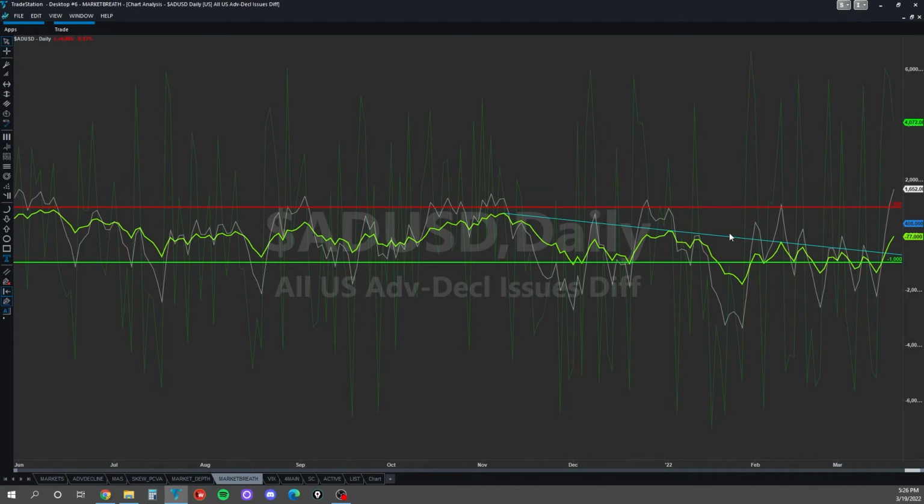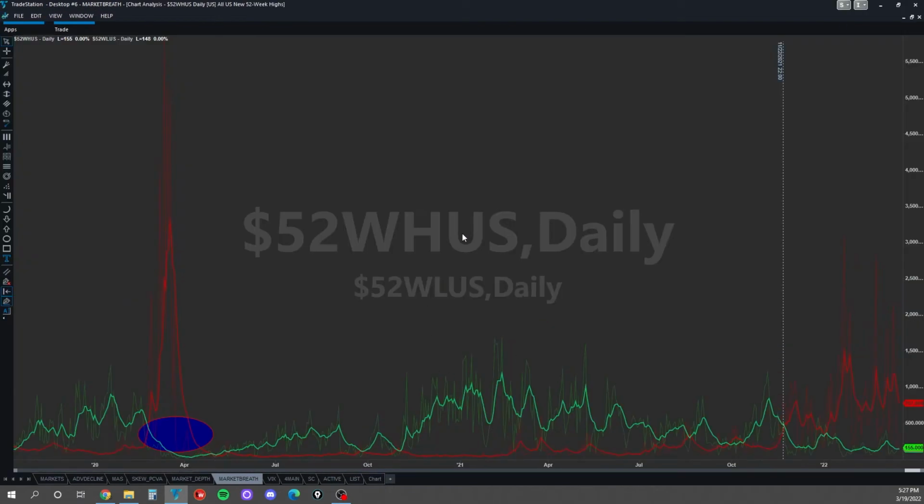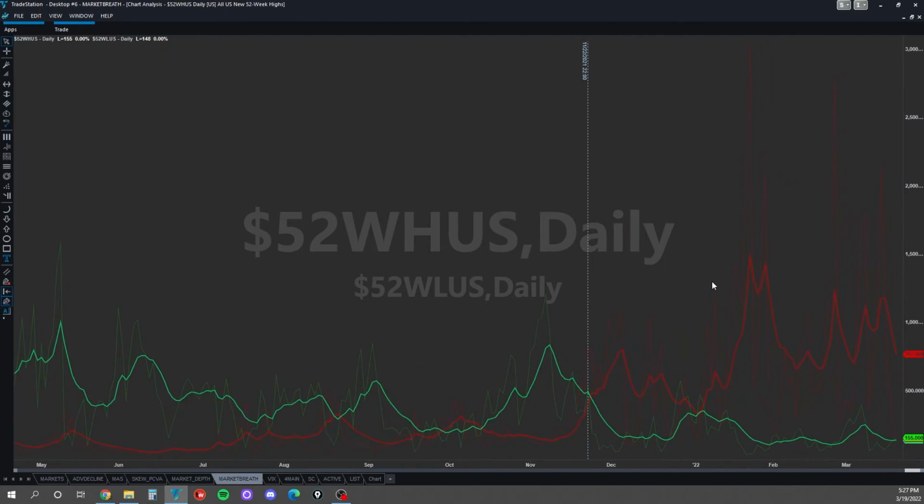Now, the next thing I want to show you is the stocks that are making new highs and new lows, this remains on negative. And what you can see right here is we have this bright red line.